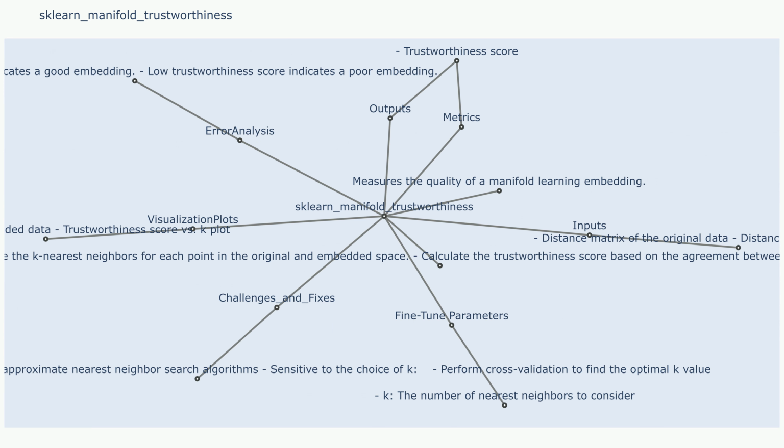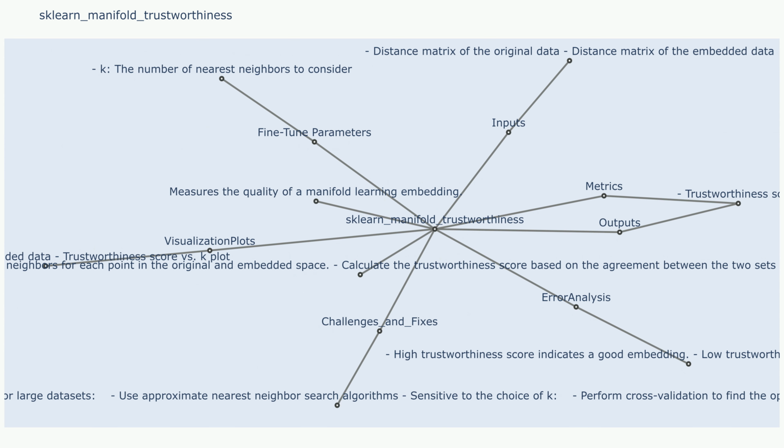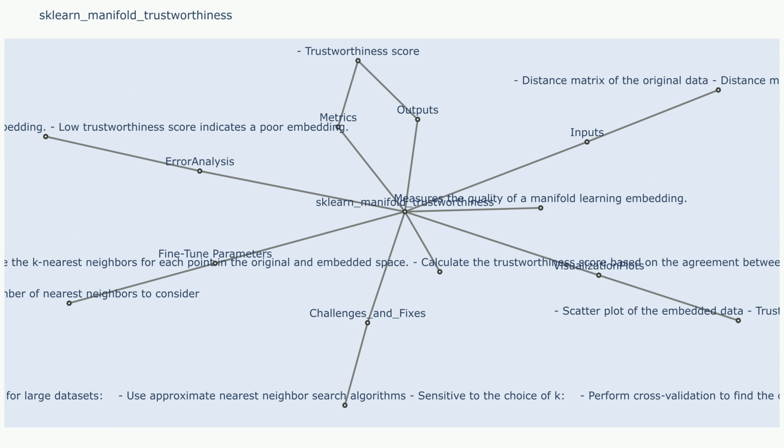Challenges and fixes. Challenge 1: high dimensionality. Trustworthiness may be sensitive to the curse of dimensionality, where distances between data points become less meaningful in high-dimensional spaces. This can lead to unreliable or inaccurate trustworthiness scores. When working with image data with a large number of pixels, the trustworthiness score may be inaccurate due to the high dimensionality.